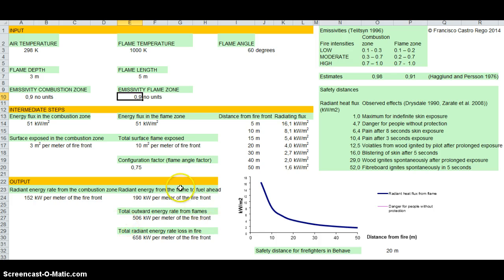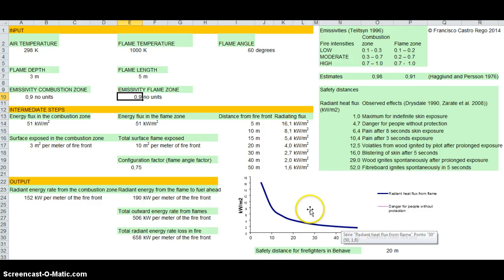And that is important because we can also look at the radiating flux at certain distances from the fire front, 5, 10 meters to 50 meters. And we can see here that the radiating flux is decreasing very sharply with distance, and that's exactly what you see in the graph.